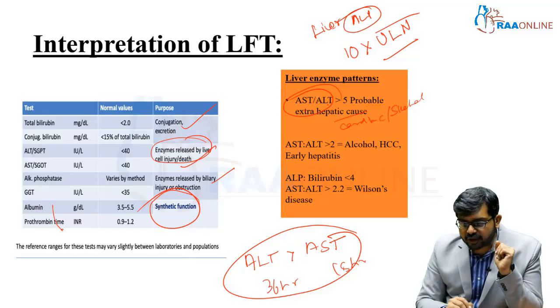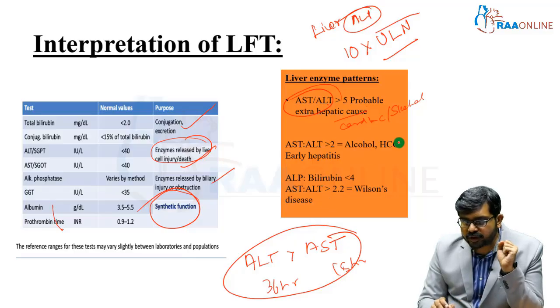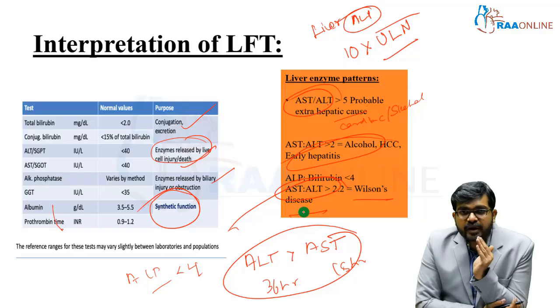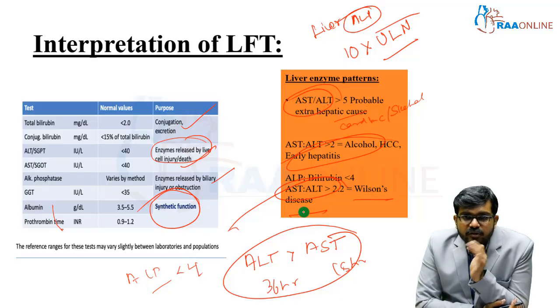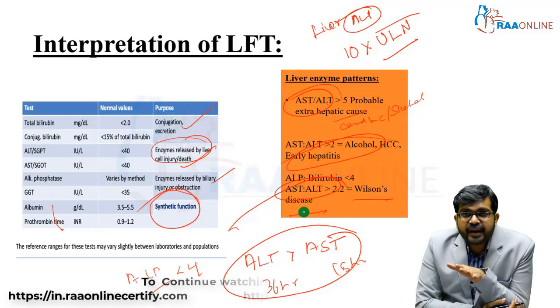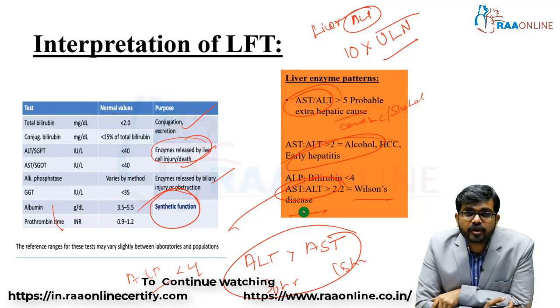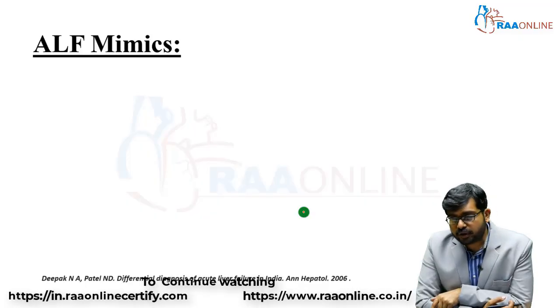Second thing is, your AST-ALT ratio can be more than 2 in certain conditions like alcoholic hepatitis, hepatocellular carcinoma or viral hepatitis. And if your ALP to bilirubin ratio is less than 4 and your AST-ALT ratio is more than 2.2, then probably we are dealing with Wilson's disease. And please do understand that these specific patterns and ratios of liver enzymes are never diagnostic. Probably it gives you a clue that it will subtly indicate probably I am dealing with this etiology of the acute liver failure.